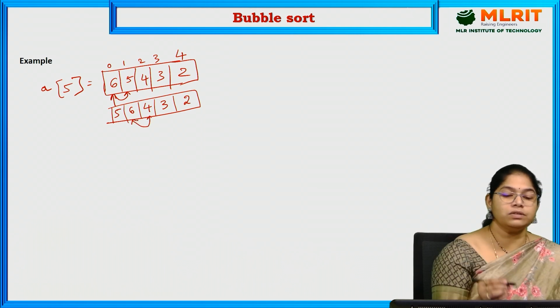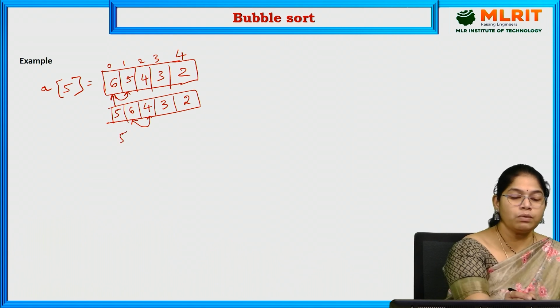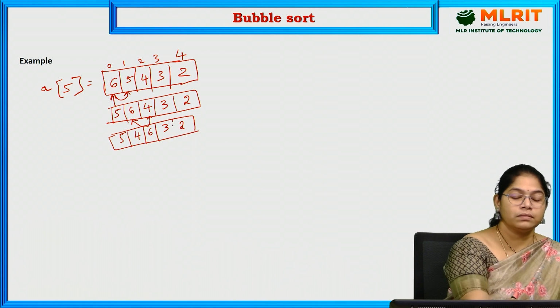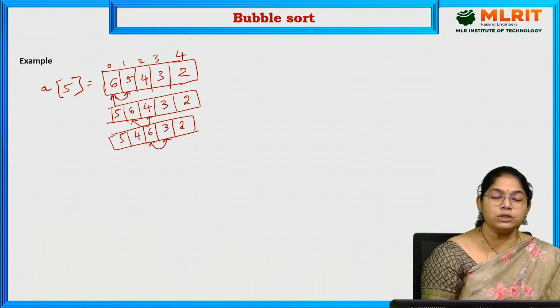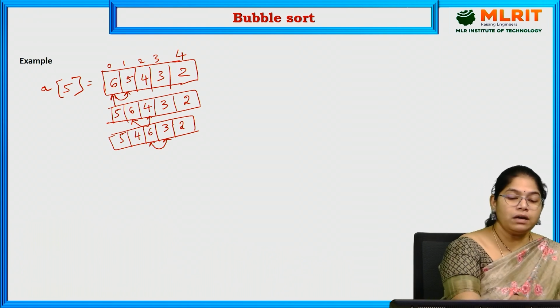The next two adjacent elements are 6 and 4. They are in the wrong order, so we have to swap them. Now, after swapping, 5, 4, 6, 3, 2. Now we compare these two elements, 6 with 3. 6 is greater, so we swap them because they are in the wrong order. After swapping, the array is 5, 4, 3, 6, 2.